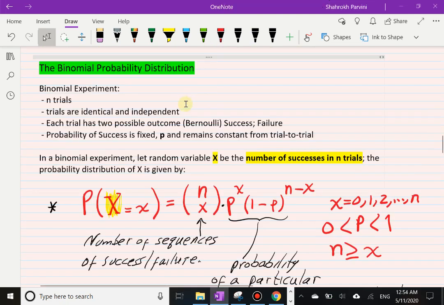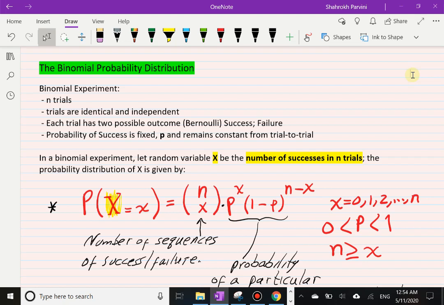Okay, next let's take a look at the binomial probability distribution. This would be the second of our discrete probability distributions. So just a few minutes ago we talked about the geometric distribution. Now we're going to look at the binomial distribution.